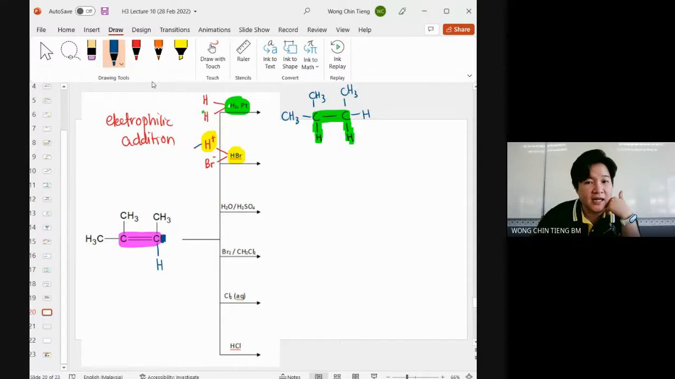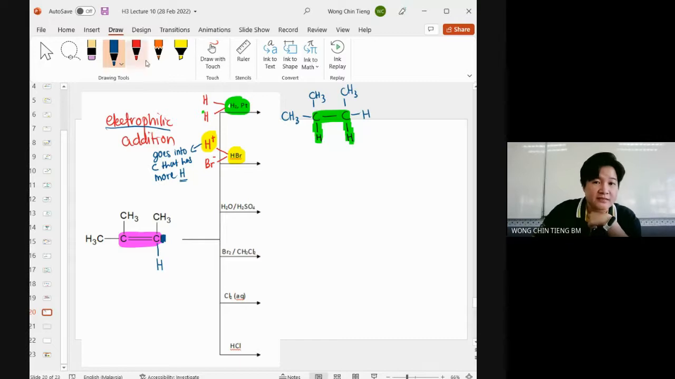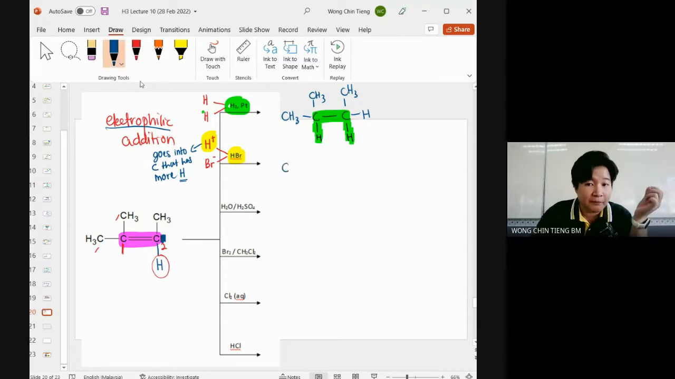H plus will always go into the carbon that has more H. H plus, or the electrophile, will always go into the carbon that is holding more H. Saya ada carbon nombor 1, carbon nombor 2. Carbon nombor 1 pegang CH3, tak ada H. Carbon nombor 2 ada 1 H. So siapa yang banyak H? Carbon nombor 2. So yang tak berubah kekal.